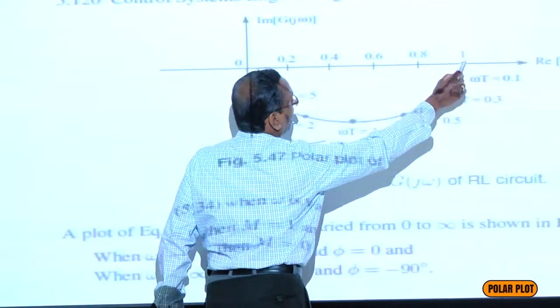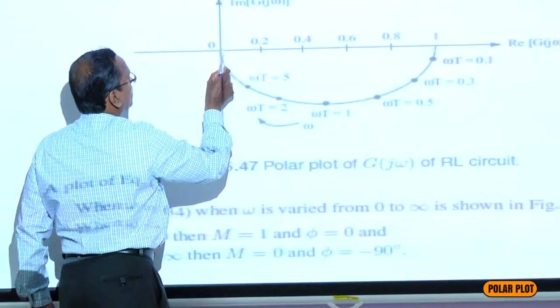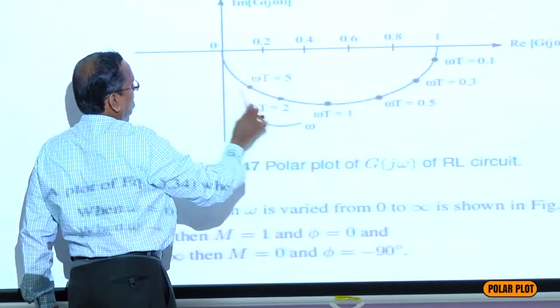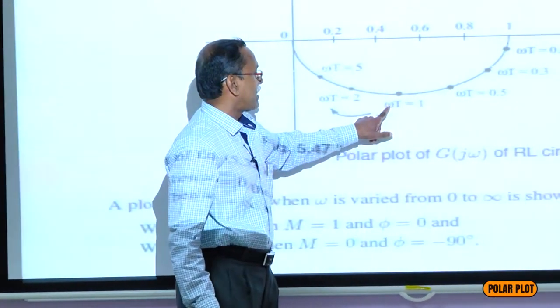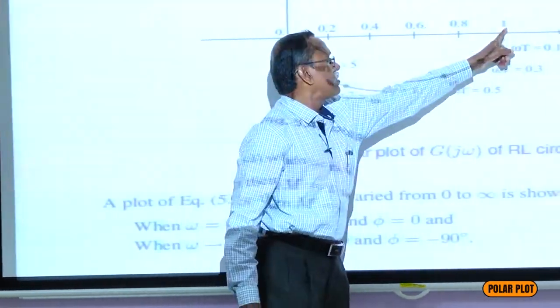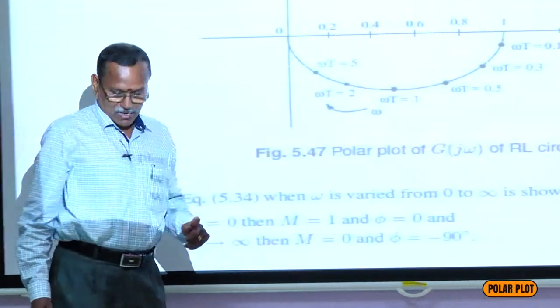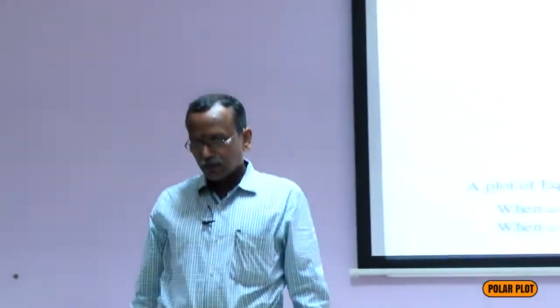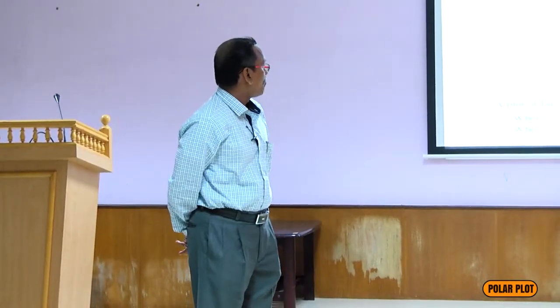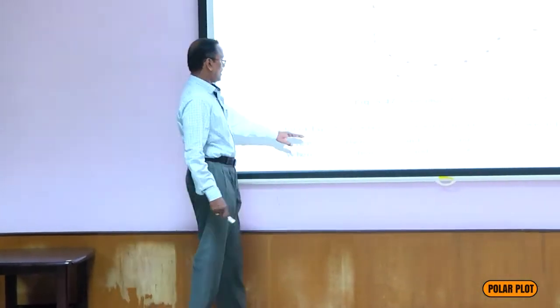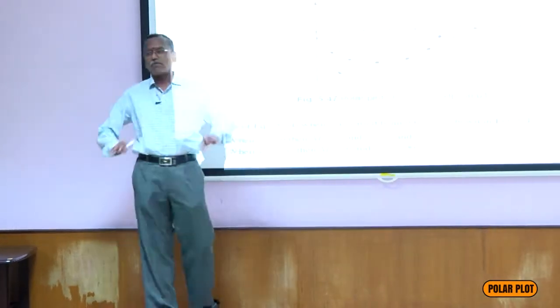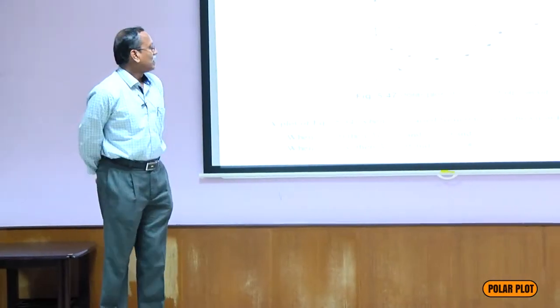It starts at 1, angle 0, and ends at 0, angle minus 90. So it approaches the origin at an angle of minus 90. When omega equal to 1 by tau, it is minus 45. So the plot is like a semicircle, starting from 1 angle 0 to 0 angle minus 90. This is the polar plot for a first order system. So always, to draw the polar plot, first we have to find the starting point, the end point, and the intermediate points. If we find that, we can draw the polar plot.